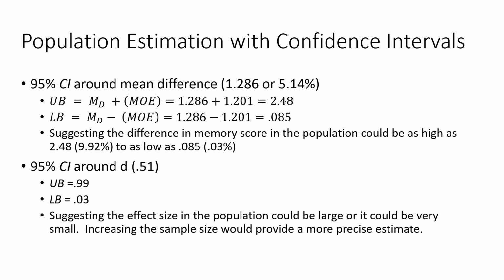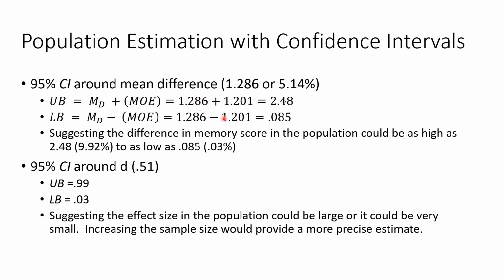The next pillar, of course, is population estimation with confidence intervals. And you have a couple of those as well. You can do the 95% confidence interval around the mean difference. In this case, the mean difference was 1.3 essentially. And so that is the point estimate.